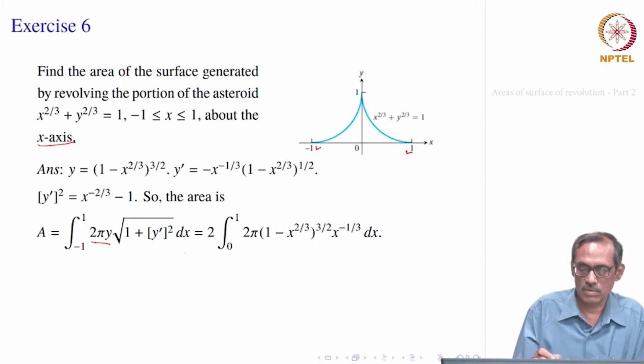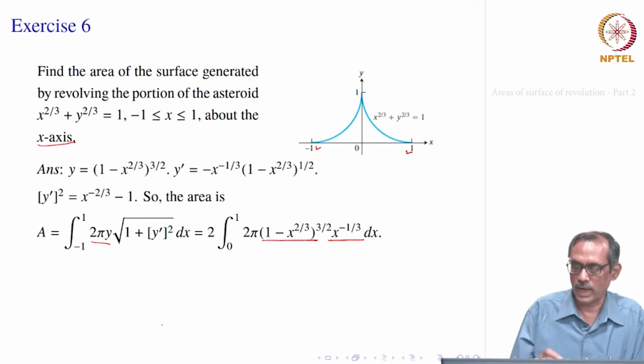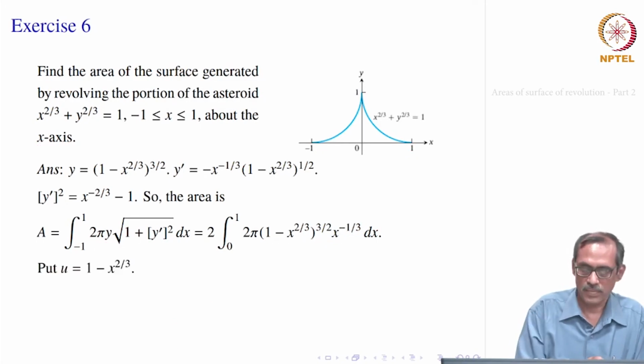So, you just substitute all those things we have got earlier. y prime square plus 1 is x to the power minus 2 by 3. So, that gives square root, x to the power minus 1 by 3, and y is this one, 1 minus x to the power 2 by 3 to the power 3 by 2. So, you get 2 pi into this, and it is to be integrated now.